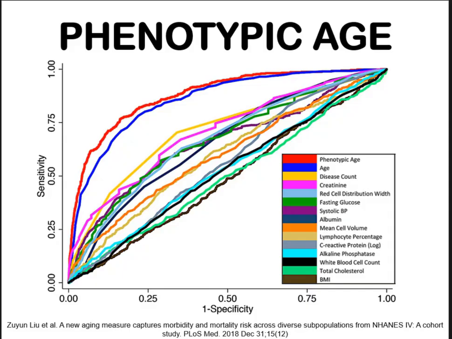I was shocked at how low disease count is on this AUC, and something like BMI is not even better than chance, essentially, in this model. And I didn't mention this is an adjusted model for education, race, ethnicity, sex, and age, except not age for the age comparison, because age is in there separately.